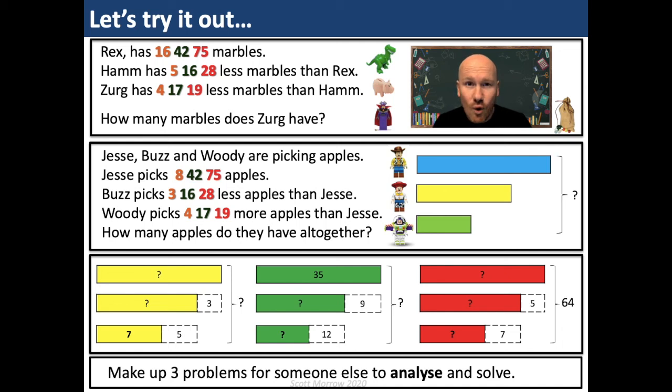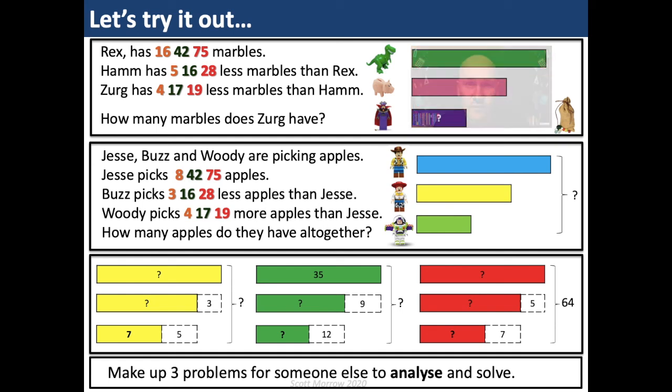As usual, I'm not interested in just an answer. I want to know how you work those out. So draw bars to help you analyse them. Use whatever resources you've got available to help you solve them, and draw pictures and number lines to explain how you've worked those out. Pause the video for 10 minutes or so, have a go at those, and if you're finished within the time, why don't you make up 3 problems for somebody else to analyse and solve?